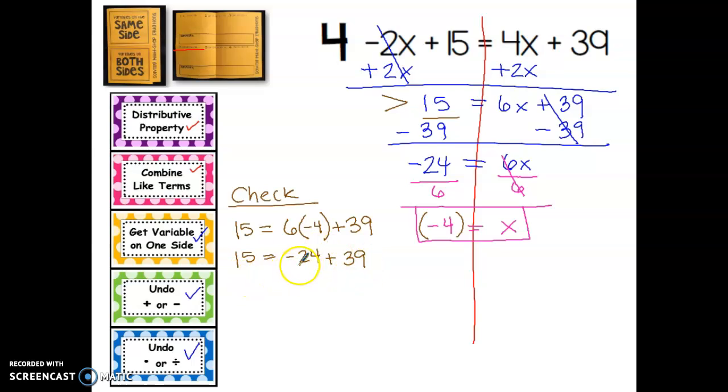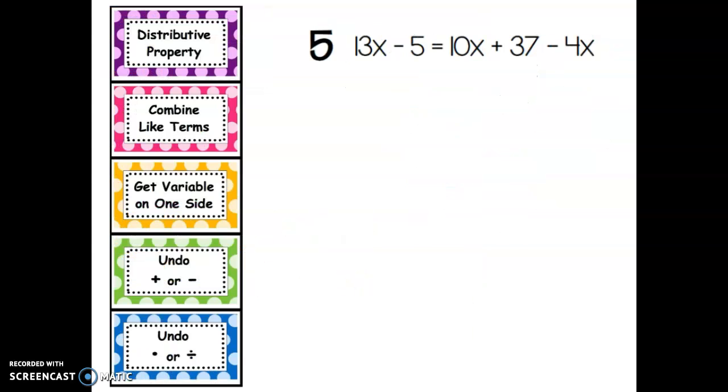When we combine these two, they're two opposite signs. So different signs means we're going to subtract and keep the sign of the bigger number. So 39 minus 24 gives us 15. 39 is the bigger number, so that's a positive 15. All good to go. Let's look at another one.